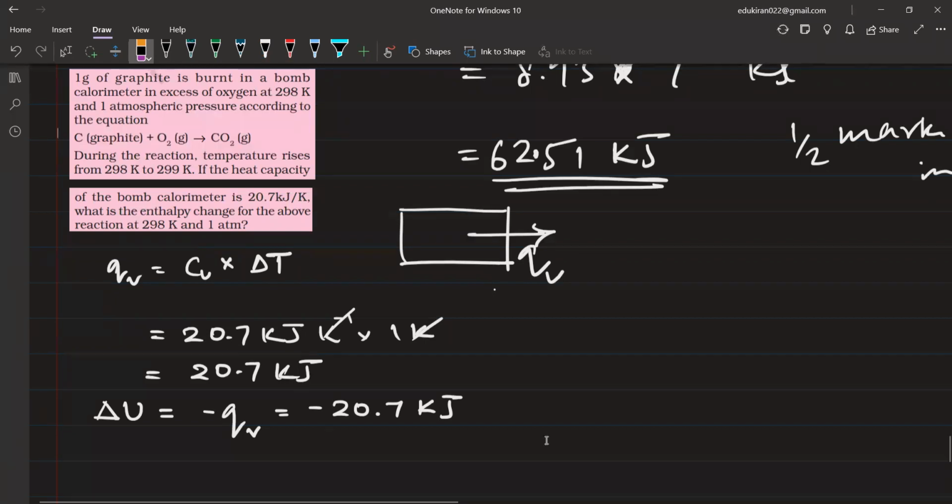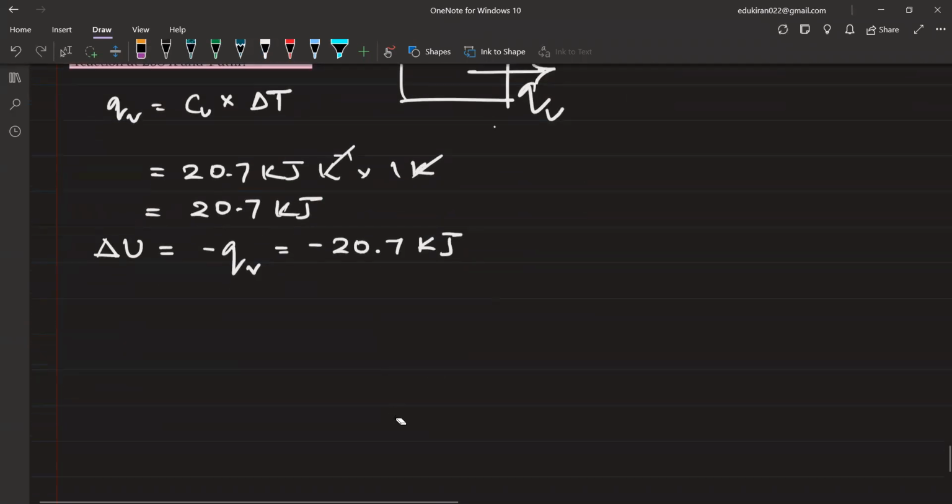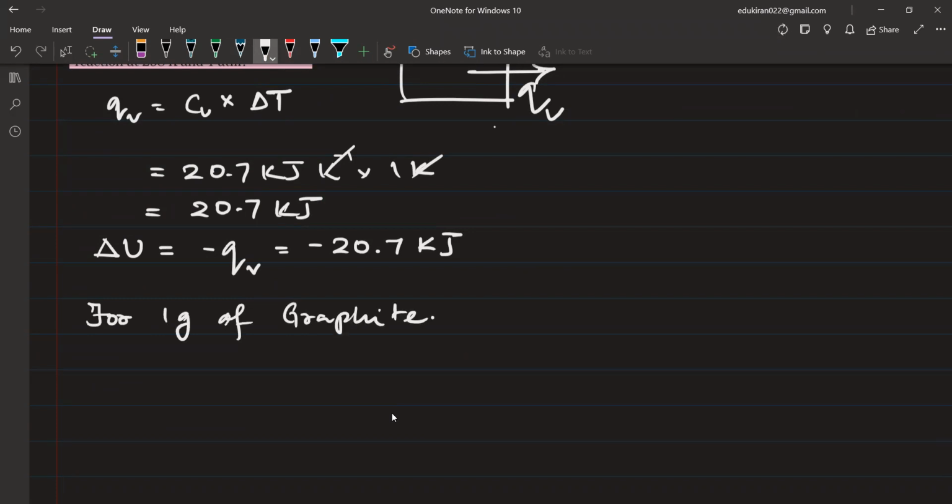Yes, sir. ठीक है. Now, you see, if I am combusting 1 gram of graphite, carbon's molar mass is 12 grams per mole, into minus 20.7 kilojoule. This much energy will be given. This much energy is given by 1 gram.